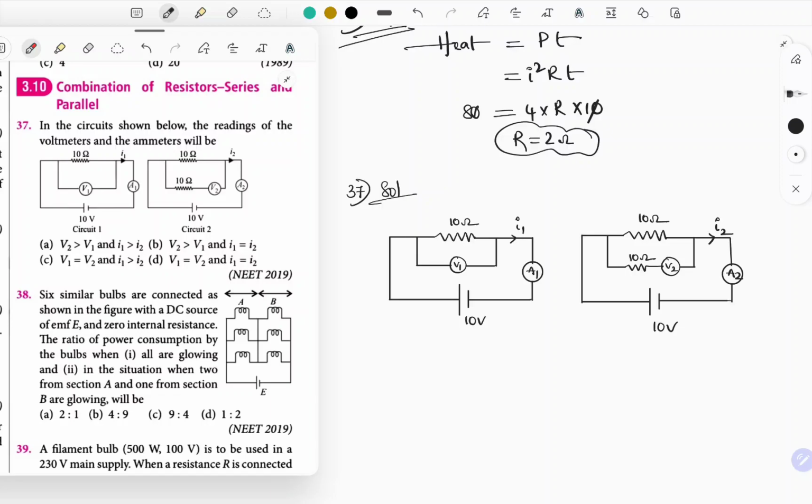Now in this lecture, we are going to solve numericals based on combination of resistors, that is series and parallel combination. At the same time some other topics will also get included. So I'll give you a note before the topic I'm going to solve. Just get ready with it.